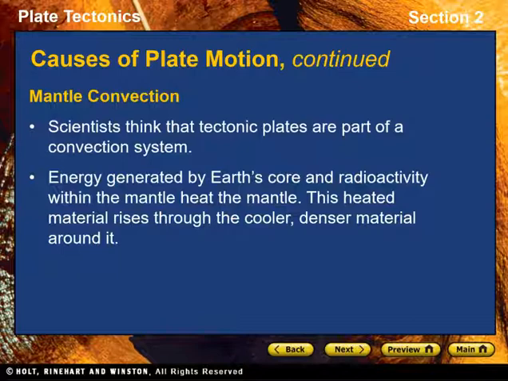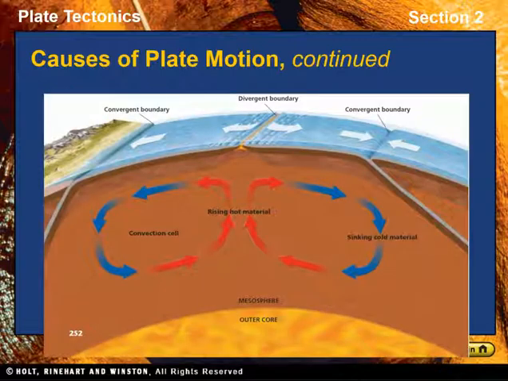Mantle convection. Scientists think that Earth is also a convecting system. Energy generated by Earth's core and radioactivity within the mantle heat mantle material. This heated material rises through the cooler, denser material around it. As the hot material rises, the cooler, denser material flows away from the hot material and sinks into the mantle to replace the rising material. As the mantle material moves, it drags the overlying tectonic plates along with it, as is shown on the screen here.